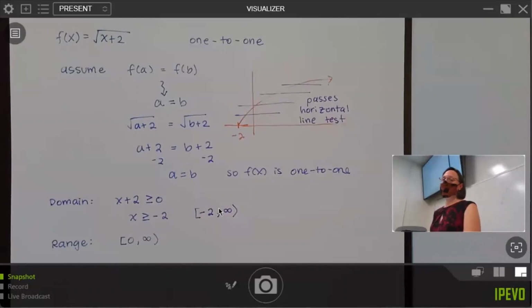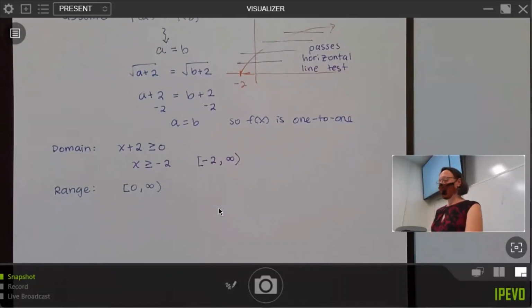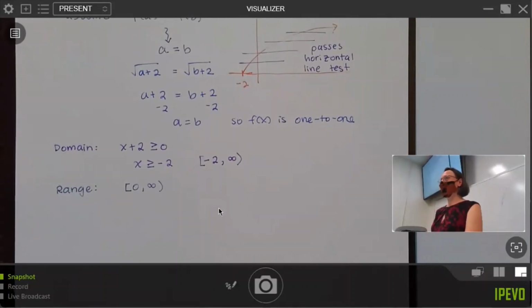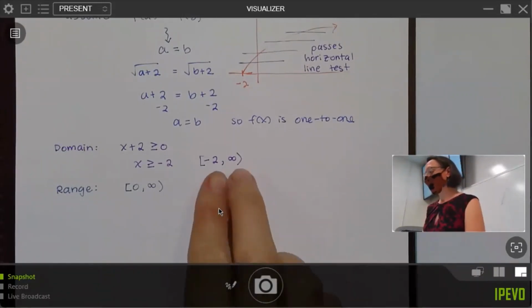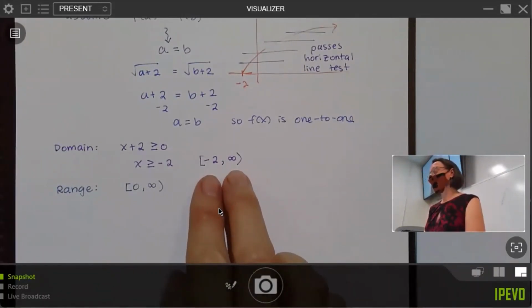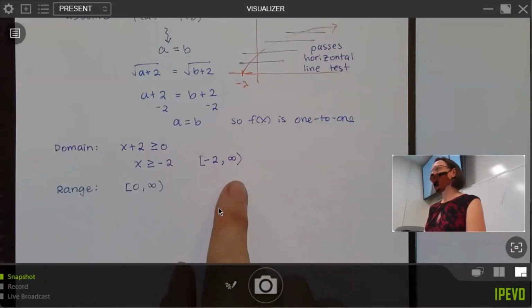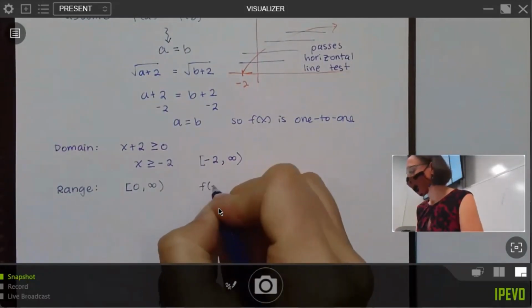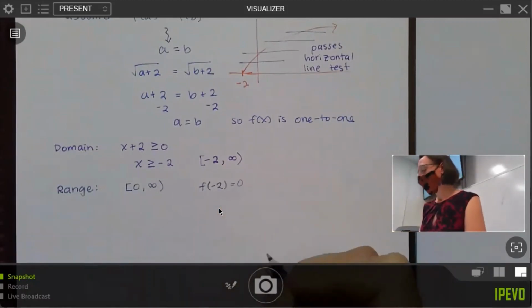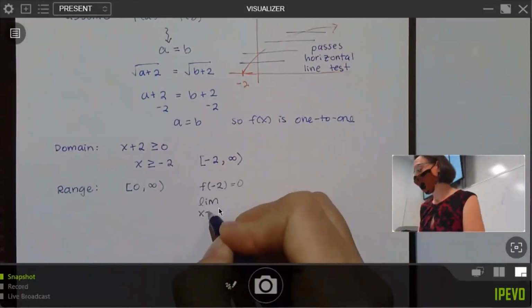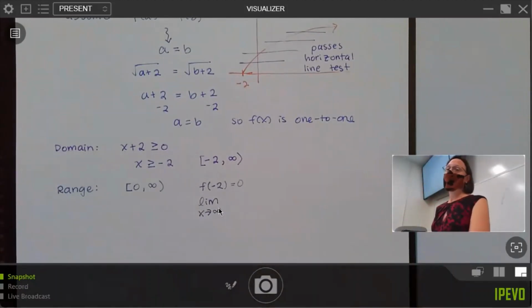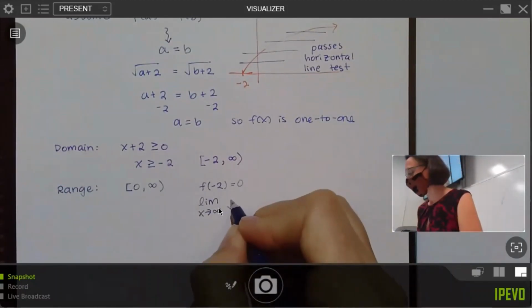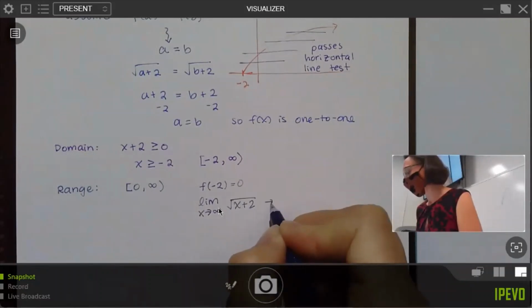Algebraically, to think about what's going on with the range, you can think about what's happening at the extreme values, right? So if I think about the extreme values of the domain being -2 and infinity, we can think about what's going on with the graph at each of those ends. So f of -2 is equal to 0. And if I looked at the limit as x approaches infinity, because I can't just plug it in, but if I took the limit as x approaches infinity of our function, I would get infinity.